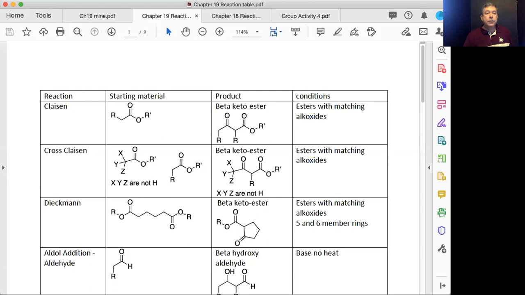What you should see as part of our shared screen is this table here. This is called the chapter 19 reaction table. I've broken it down just like the chapter 18 one, from the name that it would have to the quick name to get associated with it.